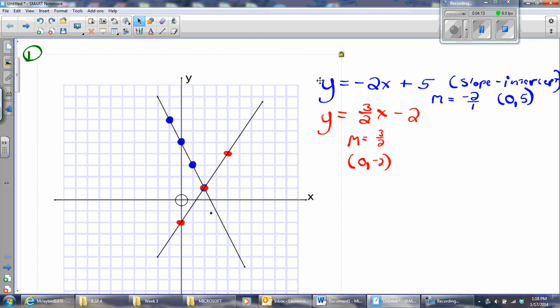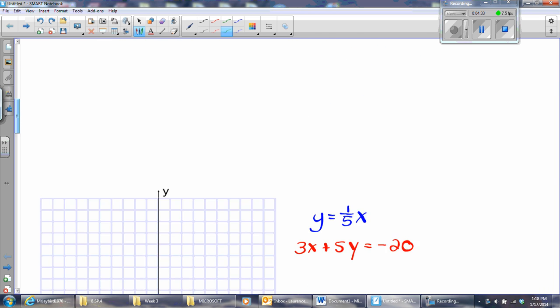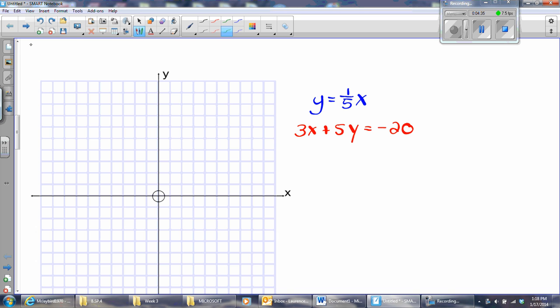Okay, so my point of intersection where the two lines cross is right here, and that would be the solution: 2, 1, the point (2, 1). That's the point which both lines have in common. Both lines pass through the point (2, 1). That's what I'm looking for. All right, so you're thinking, hey, this is pretty easy, and it is. Let's try problem number 2 here.